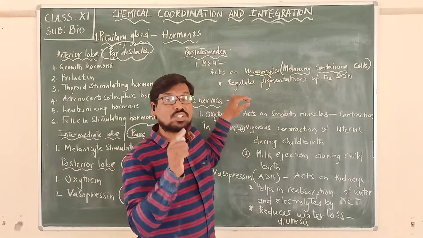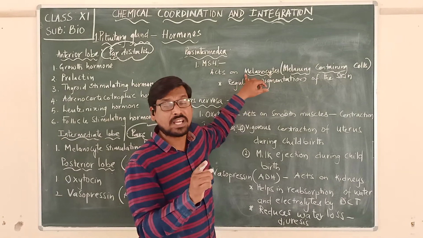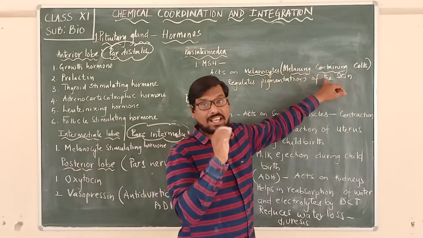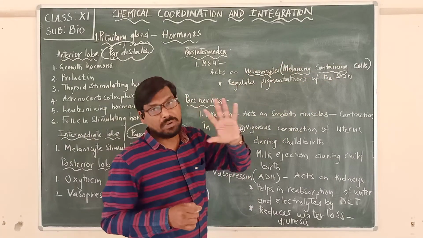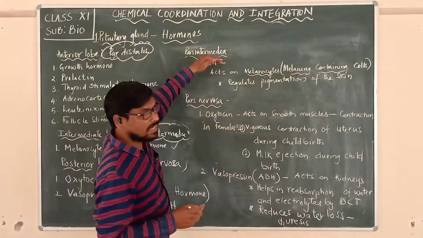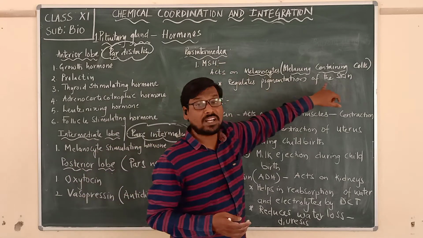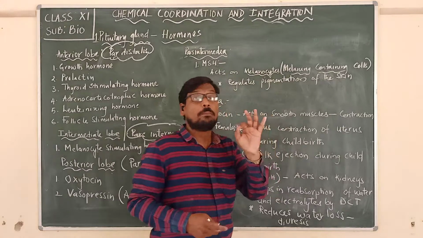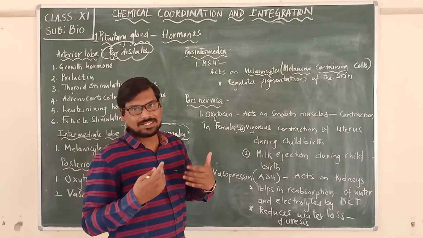So melanocyte stimulating hormone acts on the melanocytes. These melanocytes are melanin containing cells. Melanin is a pigment, remember that. When it acts upon these melanocytes, it helps in regulating the pigmentation of the skin. Regulation of pigmentation of the skin, the color of the skin.